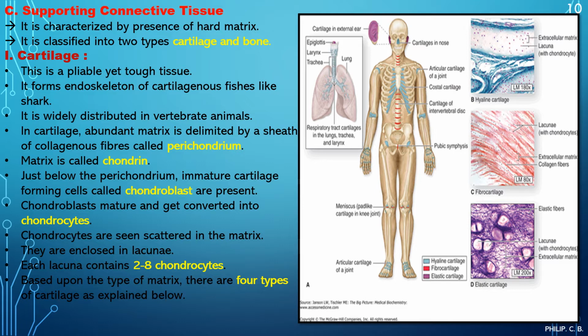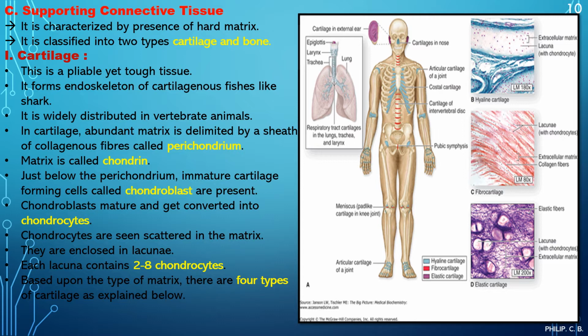It forms the endoskeleton of cartilaginous fishes like shark. So in case of Pisces, that is the fishes, the cartilaginous ones, they form the endoskeleton, means the inner part of the skeletal system. Because as we learned two types in the chapter Animal Kingdom, cartilaginous fishes and bony fishes. In cartilaginous fishes, the entire endoskeleton is made up of cartilage. It is widely distributed in vertebrate animals. So it is present in all the vertebrate animals.